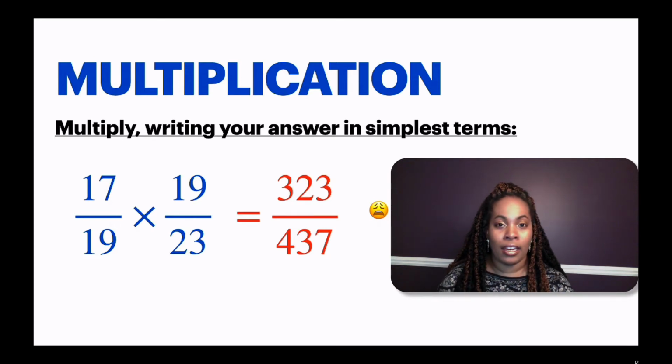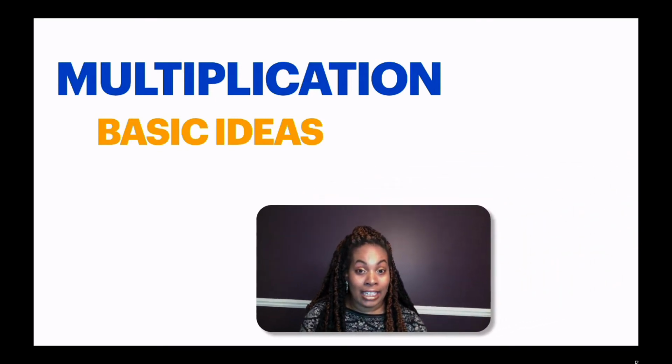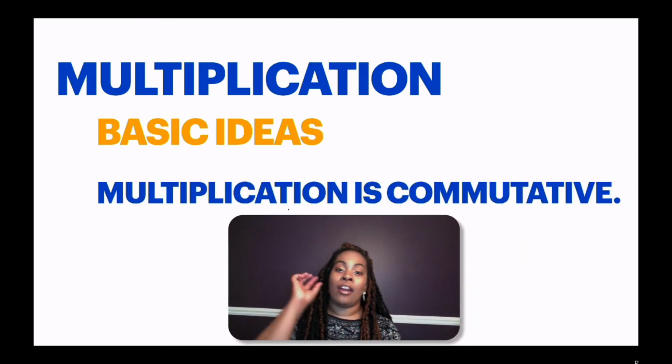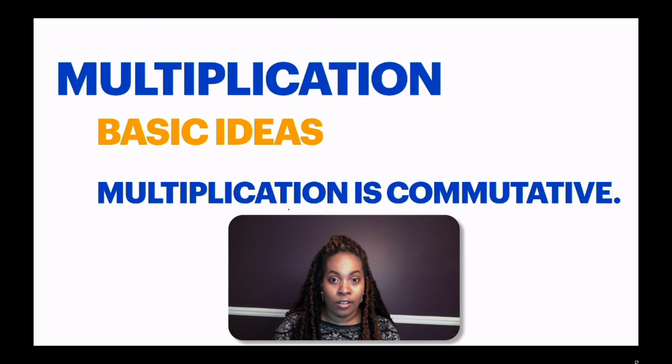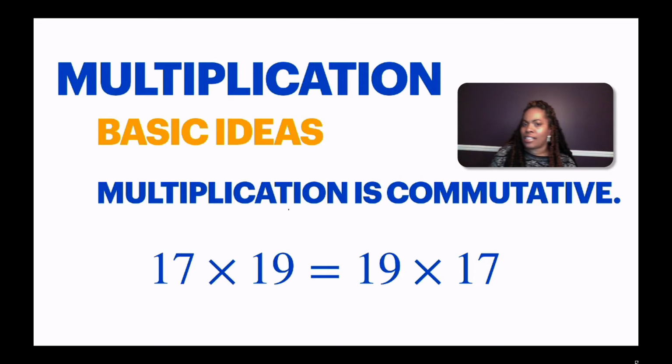I just thought of something. There is something that we can do. Mathematicians, let's talk about what we discussed yesterday. We had a basic idea, and one of them said that multiplication is commutative. Do you remember what that means? That means that we can switch the numbers around, like A times B equals B times A. So in this case, 17 times 19 can be equal to 19 times 17.